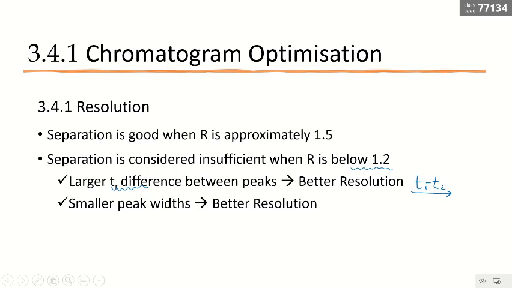Another factor is the peak width, because of how fat the peak is. We prefer the skinny one, the sharp one. In some graphs you see, a peak is almost a single line, rather than this kind of fat one. Comparing the fat one with the sharp one, normally the sharp one will give us better resolution.